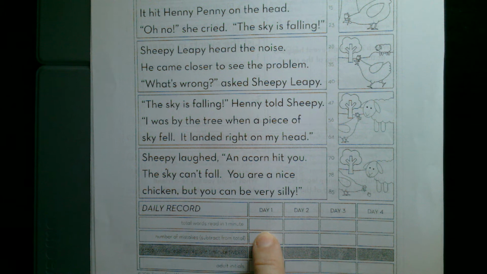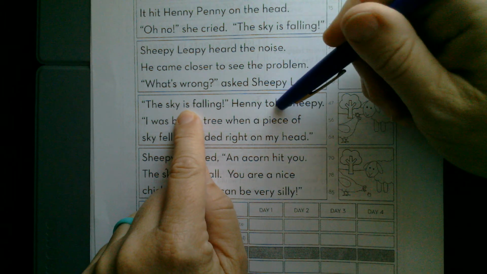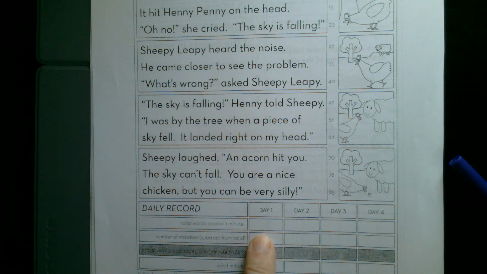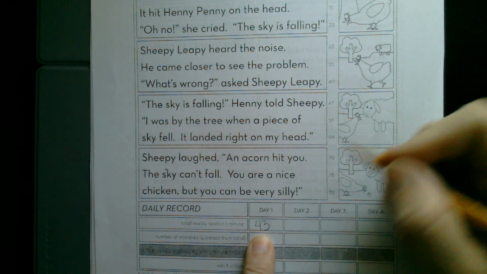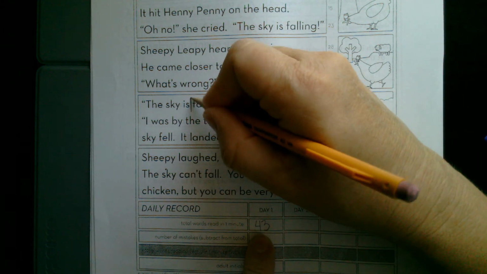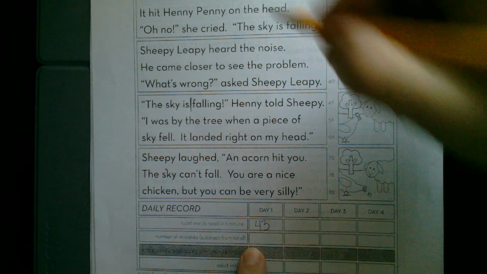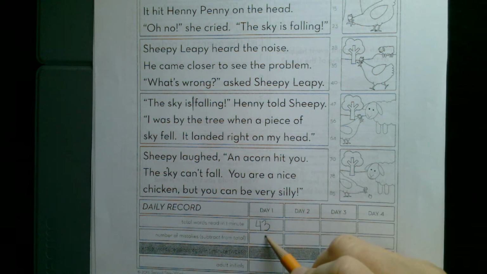So let's say your child makes it right to here. Well, sheepy was 47, so 46, 45, 44, 43. Right here, you would write 43. And I always put a little line there so the kids can see where they made it to on their first day. You can count the number of errors and subtract that. So if they missed a word, you can just in your head remember which word they missed. And if they missed 3 words, you would subtract 3 for a total of 40 words per minute.